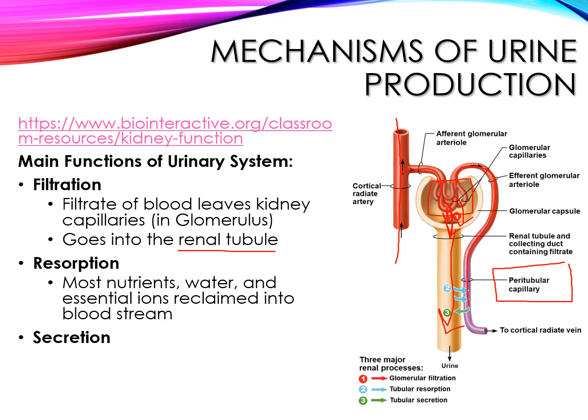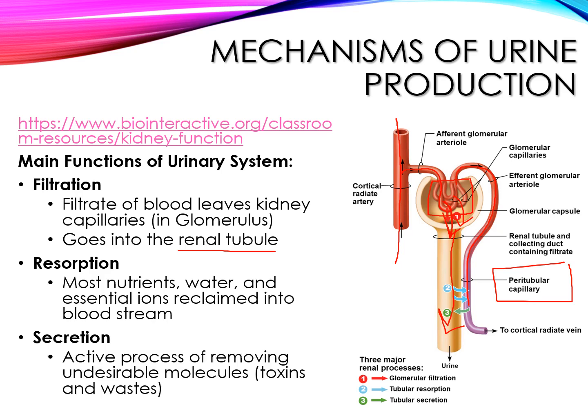So then we're going to be resorbed. We don't want to lose all of that water and nutrients and ions in urine, right? We're going to just get rid of what we want to get rid of, and we're going to try to keep what we need and what we can. So most of the nutrients, water, and all those essential ions or electrolytes, we're going to reclaim, we're going to resorb back into that capillary bed. Okay, and if something is something we don't want, such as a waste, we're going to secrete it. So we're going to actively secrete things out of the vasculature as well.